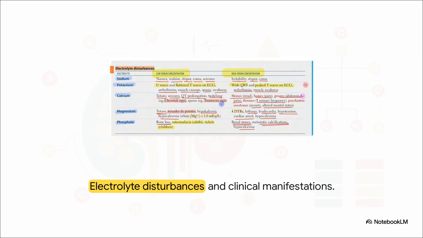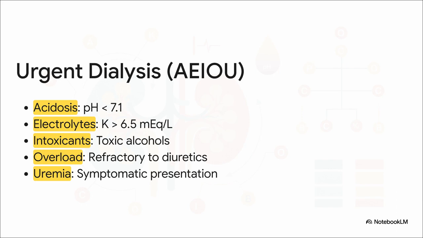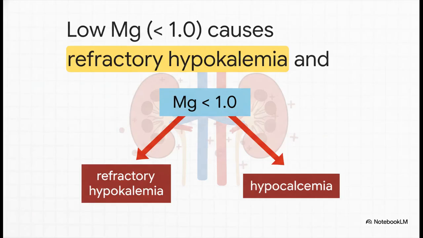On the other hand, hypokalemia causes weakness, U waves, ST depression, and arrhythmias. You need to know the AIOU criteria for urgent dialysis cold. These are acidosis, with a pH below 7.1, electrolytes, like a potassium above 6.5, intoxicants, fluid overload that's refractory to diuretics, and uremia.